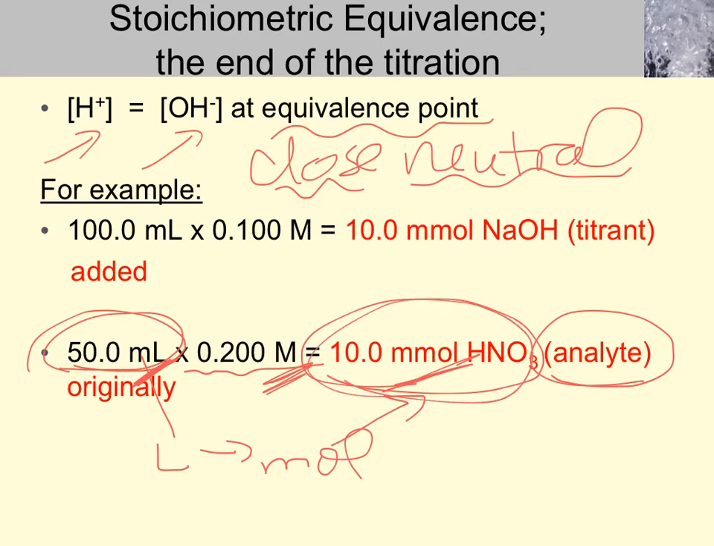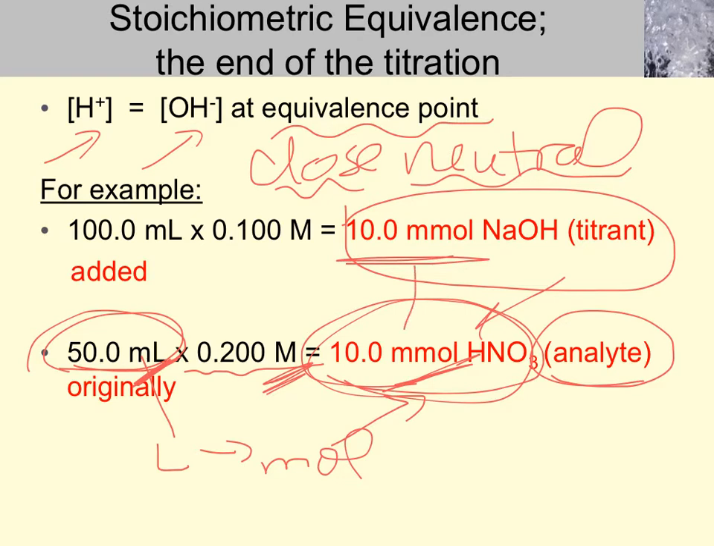When would the equivalence point be if this is how many millimoles we were titrating? It would be when we had added the exact same number of millimoles of what it's reacting with, in this case a base.